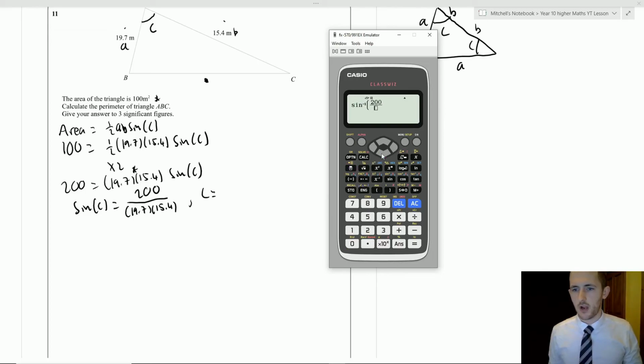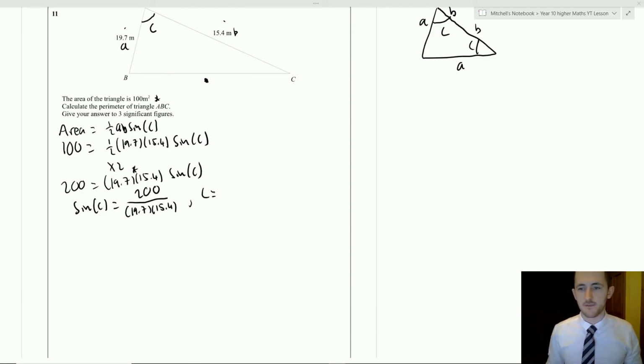200 over 19.7.4. 41.2. I'm going to leave it to three significant figures. Okay. And what I'm going to do is get rid of this C now and write 41.2. I'm also going to get rid of this A and B. You'll see why.